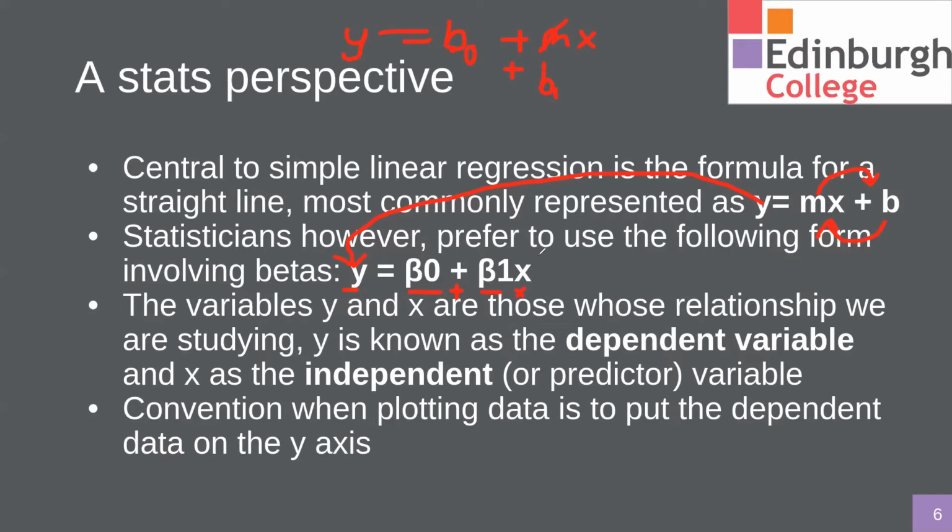Now, the variables in this equation are given names, and we can call the y variable the dependent variable, and the x variable the independent variable. Sometimes x is called the predictor variable. Now, it's convention when you're plotting data to put the dependent data on the y-axis. So you think the value of y depends on the value of x, by convention.